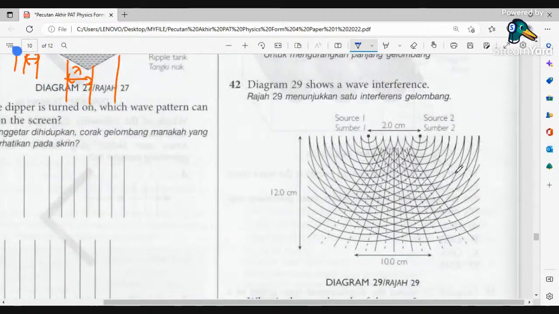42, interference, separation between two sources, 2 cm, capital D, ini a. And then between two antinodes, x. So how many x we have here? For 10 cm, 4x. 4x ialah 10, means x ialah 2.5 cm.